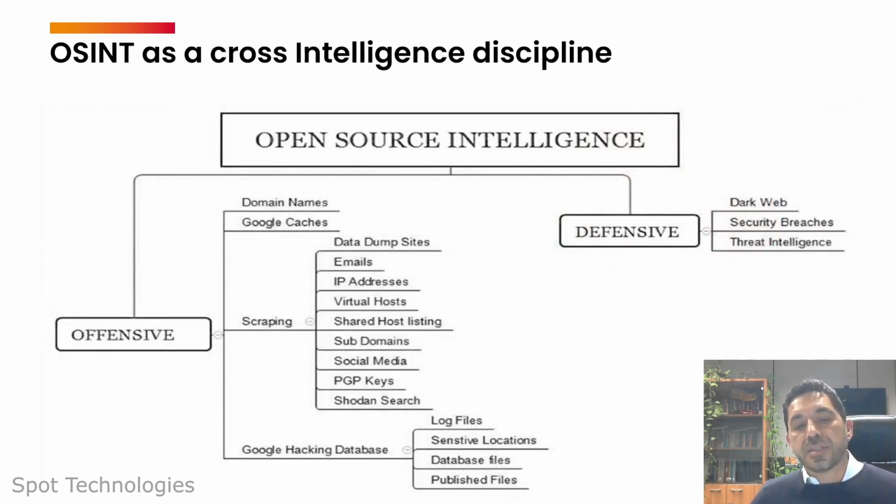Then OSINT is a cross-intelligence discipline because it can be applied from an attacker's perspective and a defensive perspective. So OSINT encompasses two categories for this reason: offensive and defensive. Offensive OSINT focuses on systematically collecting data for targeted attacks, such as gaining a competitive advantage or causing harm. Examples include social engineering, spear phishing, and doxing. Offensive OSINT can be illegal and unethical if it invades privacy or is malicious.